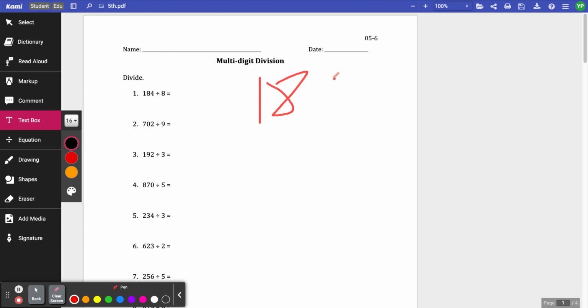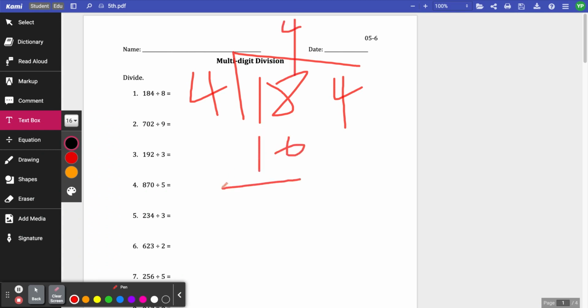In order to do this, we're going to set up an equation that looks like this with 4 at the top. How many times can 4 go into 1? It can't go in, so we've got to go to the next one. How many times does 4 go into 18? It could go in 4 times, which is 16. 4 times 4 is 16. You subtract that, you get 2. You bring the 4 down. How many times can 4 go into 24? You have 6. So number 1 would be 46. So 46 times 4, if you do it, is going to equal 184.